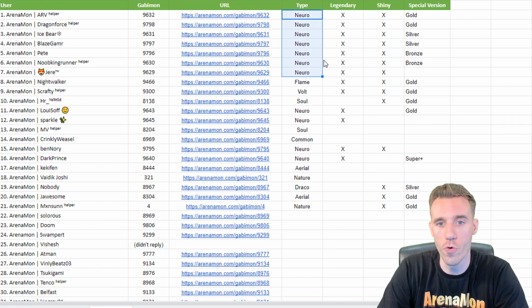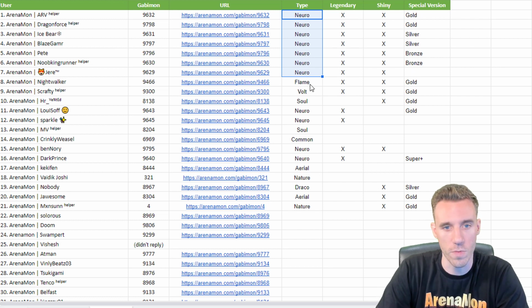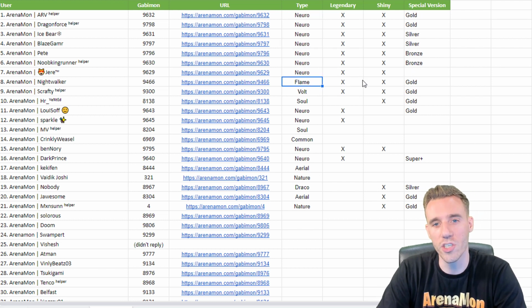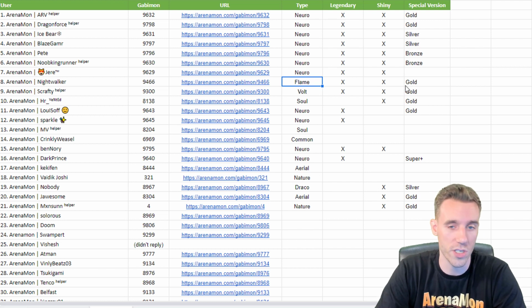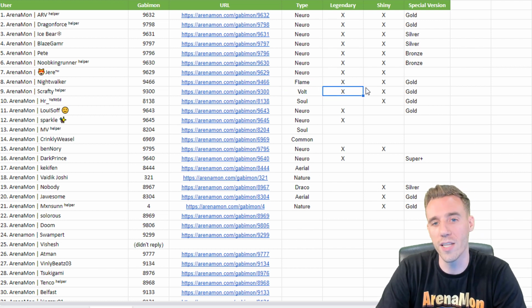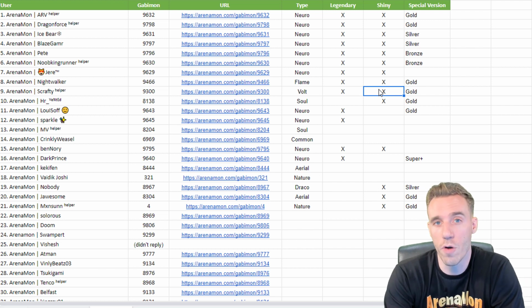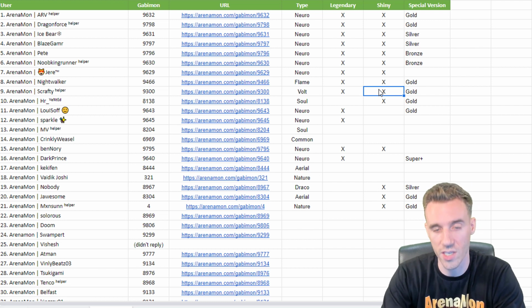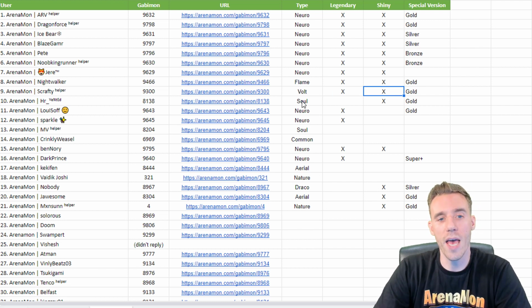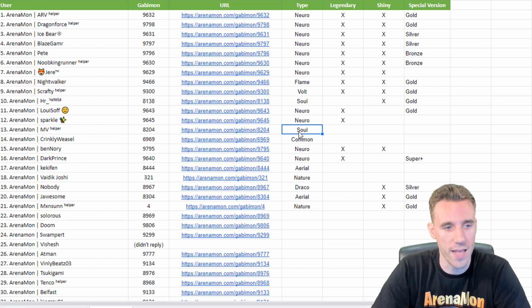Everybody went for Neuro and they took the legendary, the shiny, the gold, the silver, the bronze version. Of course, this is very good. This one picked a flame, legendary, shiny, gold, which is also a good choice. Vault, legendary, shiny. Of course, you're going for the versions and the legendary, which gives you more percentage chances of winning. Sorry.